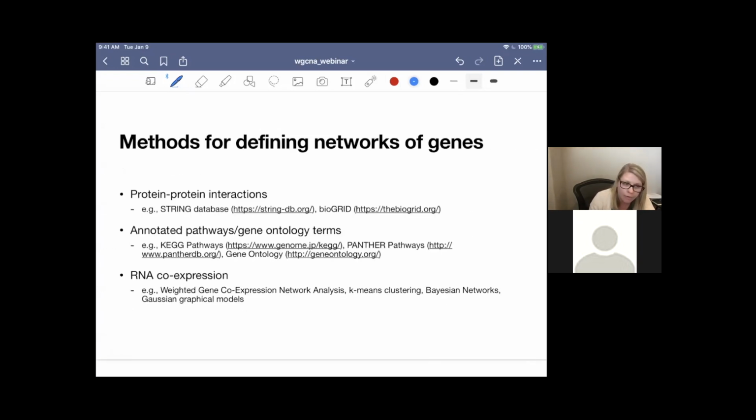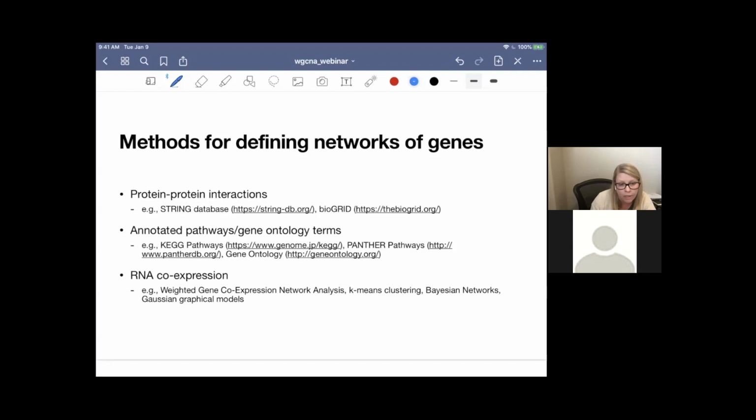Like we've talked about before, there's many methods for defining networks of genes. So there's some classic databases out there that look strictly at protein-protein interactions and doing that in a very experimental and rigorous way. We know that there are several annotated pathways in gene ontology terms, such as KEGG pathways, GO ontology, Panther pathways, where people have spent hours upon hours curating all the information in our scientific publications to derive these pathways and put these genes together.